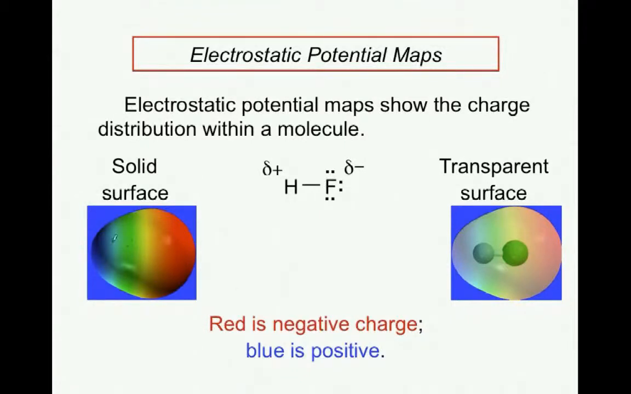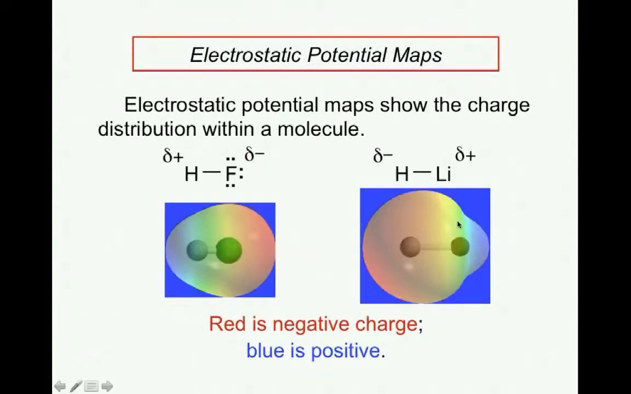The Lewis structure in the center shows the delta positive near the hydrogen atom, which corresponds to the blue surface down here in the electrostatic potential map, and also in the transparent surface over here on the right, showing the ball and stick model beneath the electrostatic potential map. Remember, red indicates a partial negative charge, blue indicates a partial positive charge.